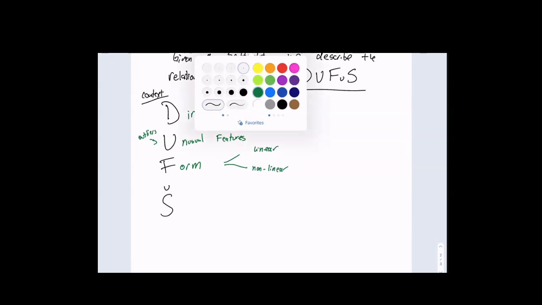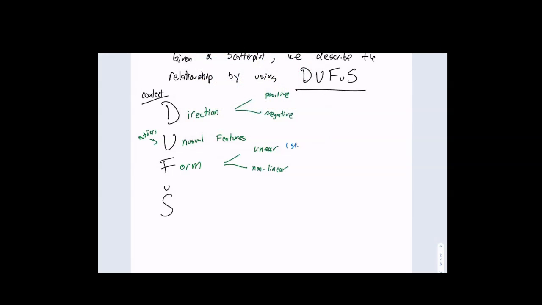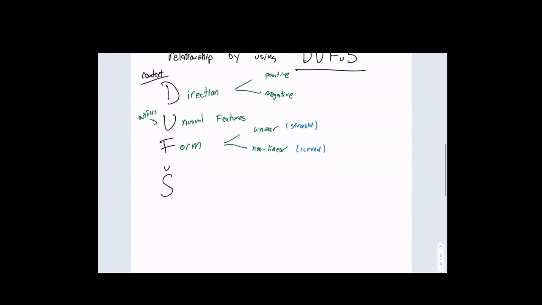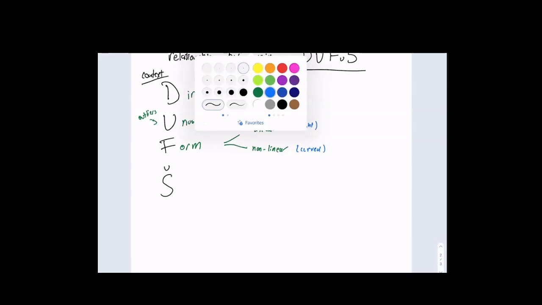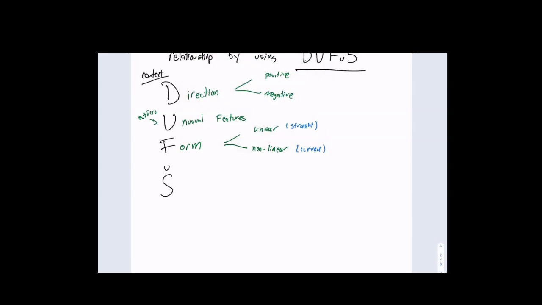We can also use the word straight or curved, but we'll typically just stay with the form. The form is linear or it's nonlinear. And finally, what does the S stand for? It's a different S than socks.